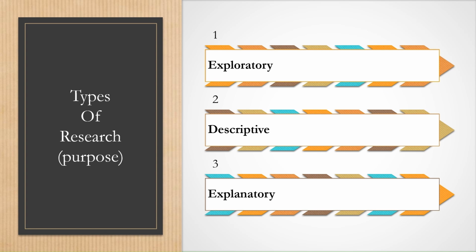So if you are conducting a research to explain something, to describe something, to explore something, we are saying that these types of research are under purpose. So the type of research based on purpose is looking at research from the point of view of why you are conducting the research. So we'll look at it one by one.